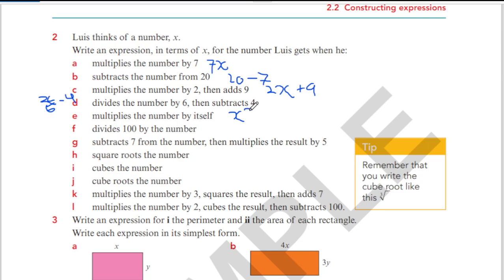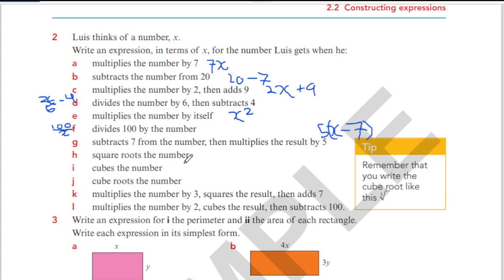Multiply the number by itself means x into x, that will make x squared. Divide 100 by the number, so 100 divided by x. Then subtract 7 from the number, then multiply the result by 5. You have to subtract 7 from the number, so x minus 7. Then you have to multiply the result with 5, so it will be 5 into (x minus 7).